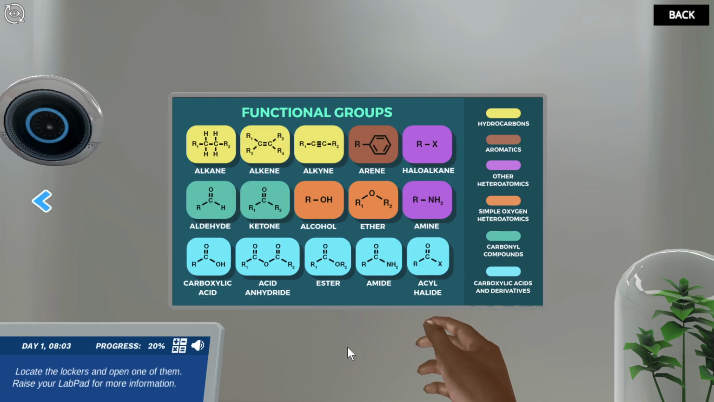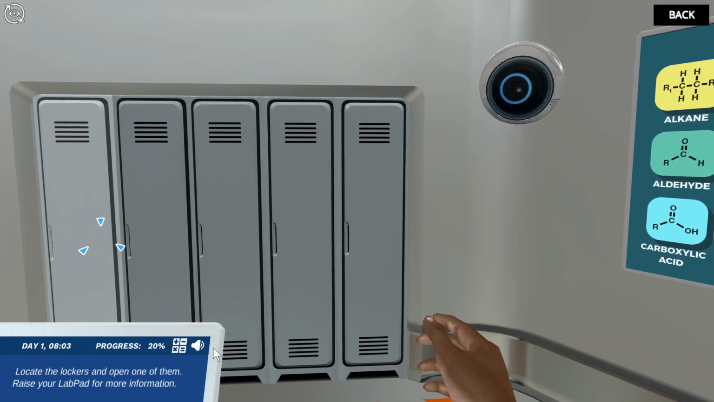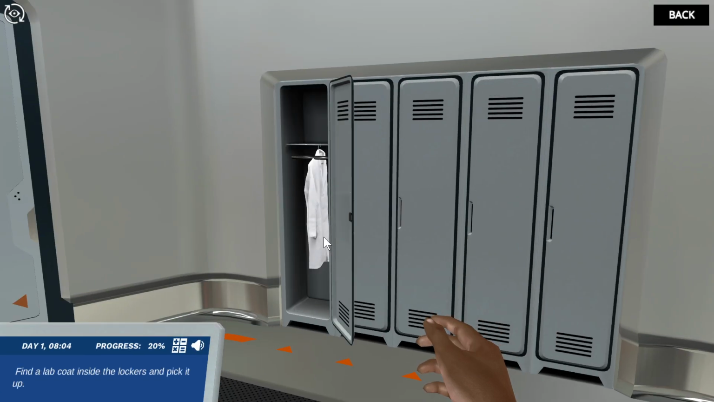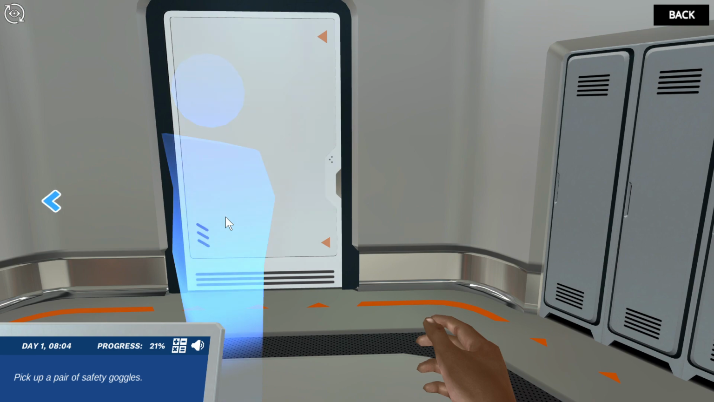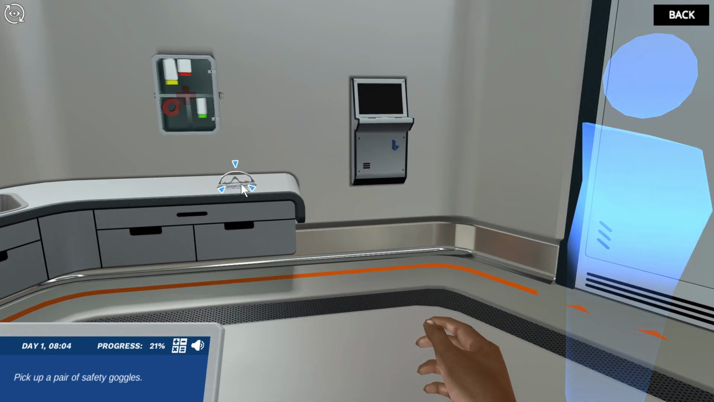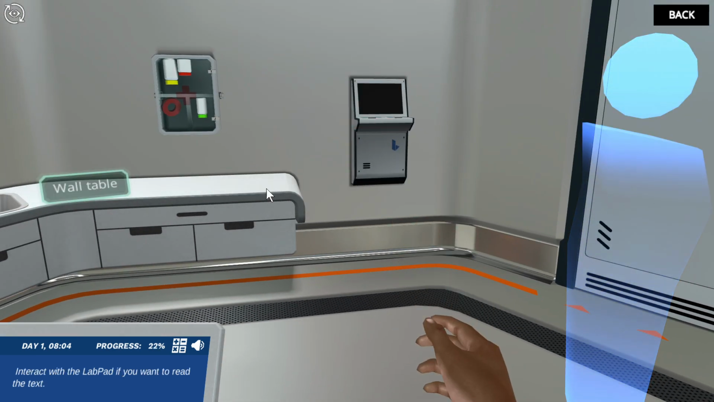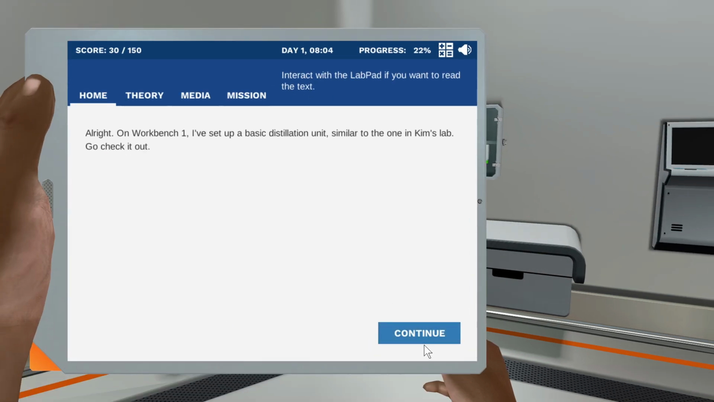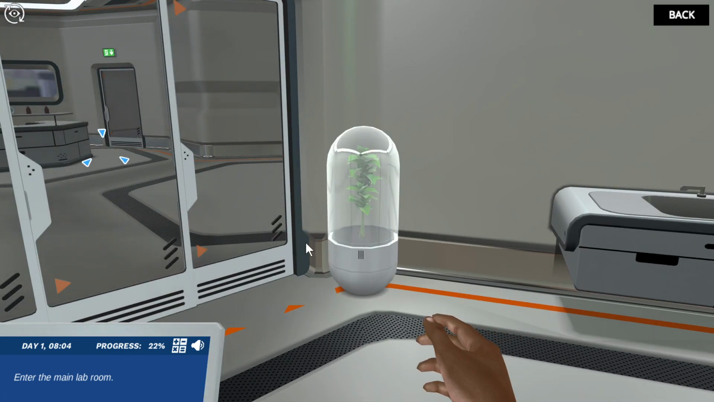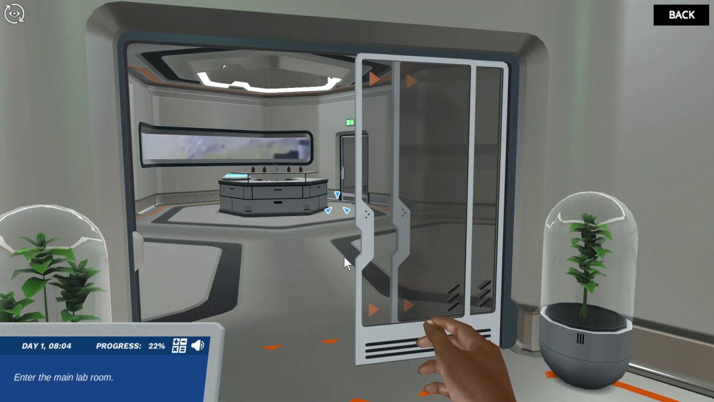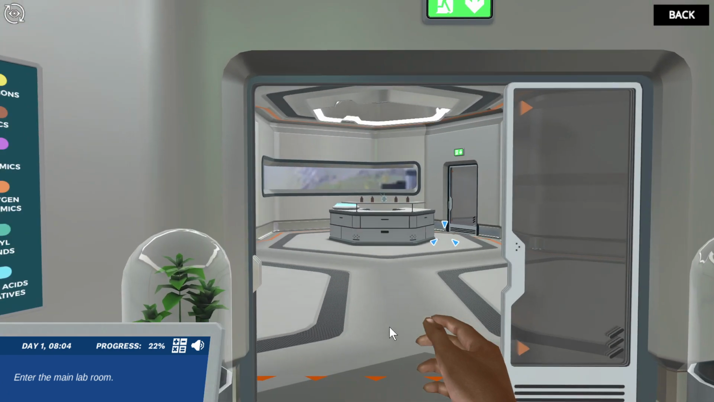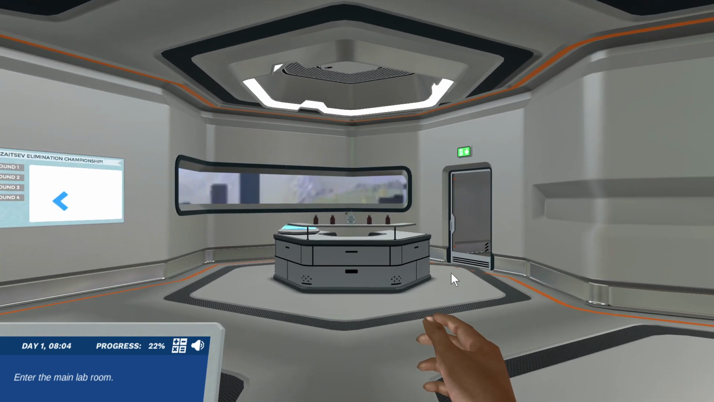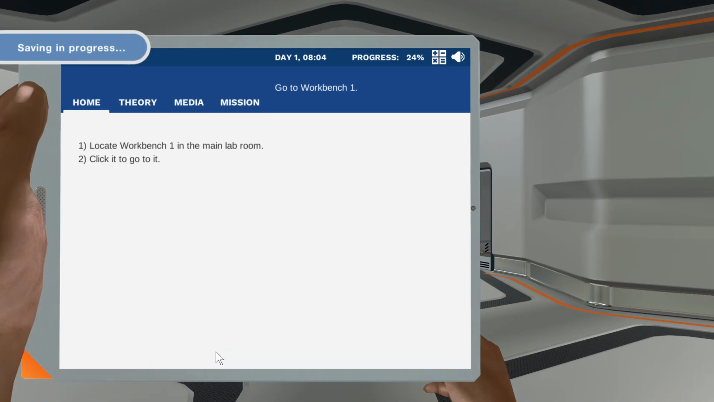Locate the lockers and open one of them. Raise your lab pad for more information. Find a lab coat inside the lockers and pick up a pair of safety goggles. Alright, on workbench 1, I've set up a basic distillation unit, similar to the one in Kim's. Enter the main lab room. Go to workbench 1.